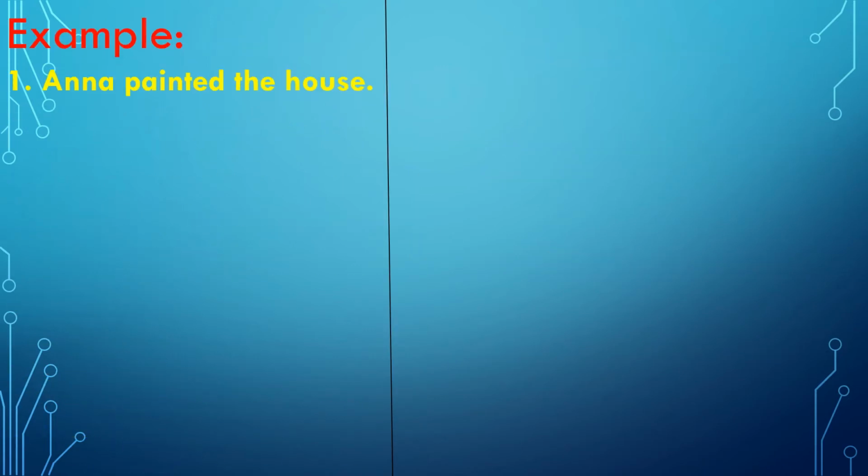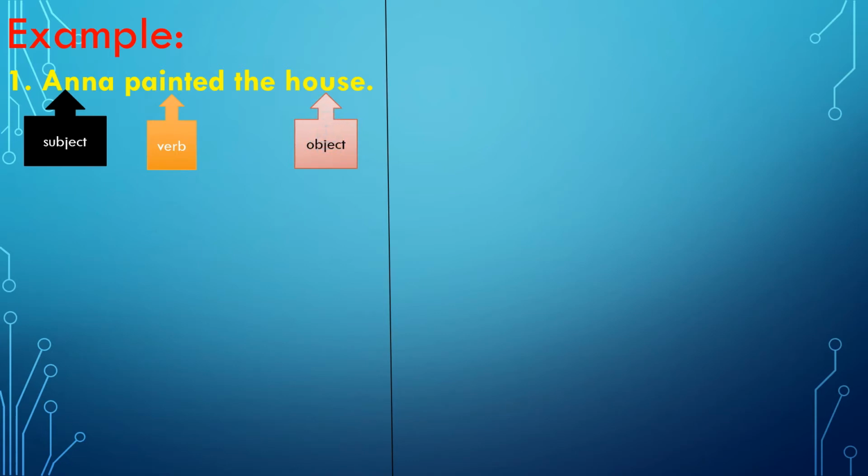For example, Anna painted the house. Here in the sentence, Anna is the subject, verb is painted, and house is the object. So SVO, that is subject plus verb plus object, is known as active voice or active sentence. Anna painted the house. This is an active voice sentence.